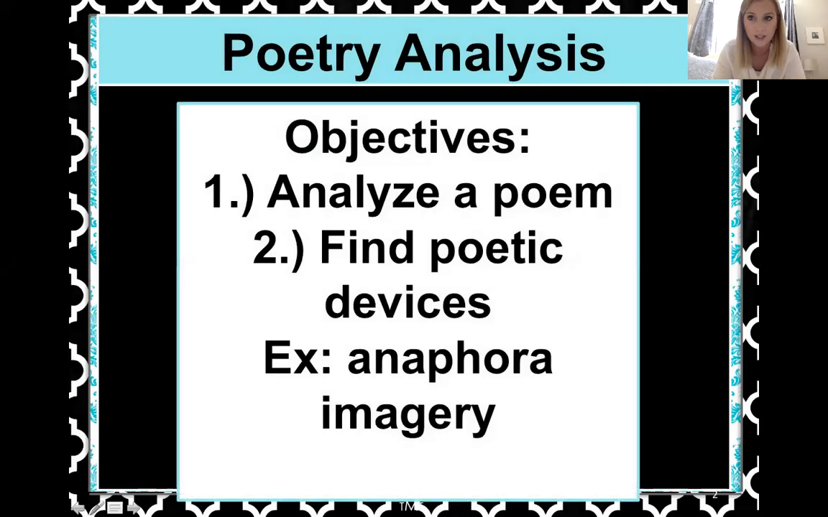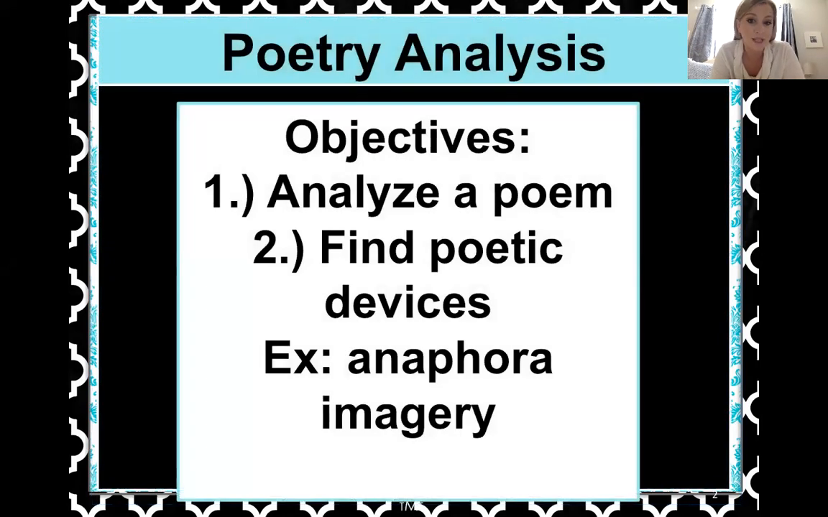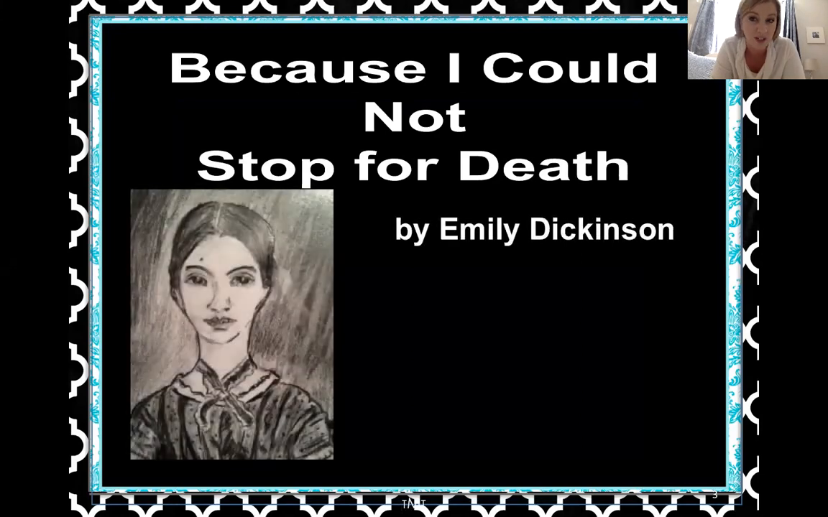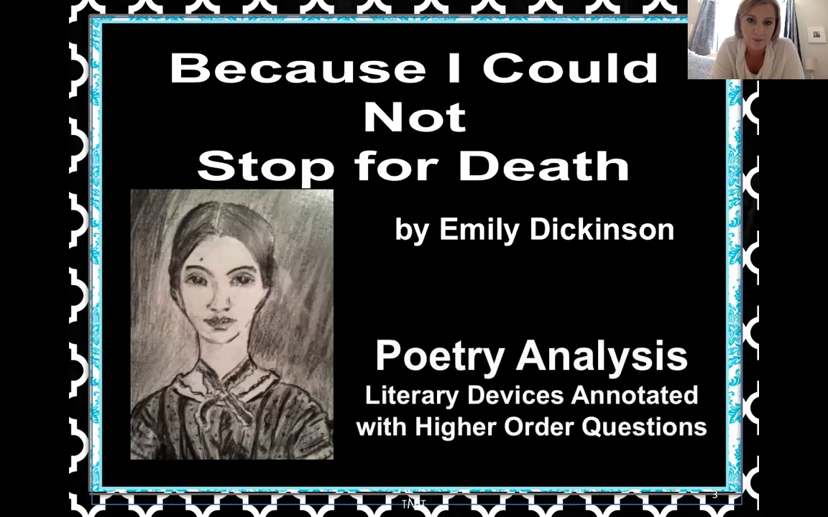Okay, poetry analysis. Our two objectives are, we're going to analyze this poem, right? We're going to break it down like we did our other poems. And we're going to find some new poetic devices or some new poetic terms. Some examples are anaphora. That should be a very new word for you, anaphora. And we're also going to find things like great imagery that we've learned before in our figurative language unit. Okay. You also have a copy of the poem that I want you to take out right now. And here's an original sketch of Emily Dickinson.